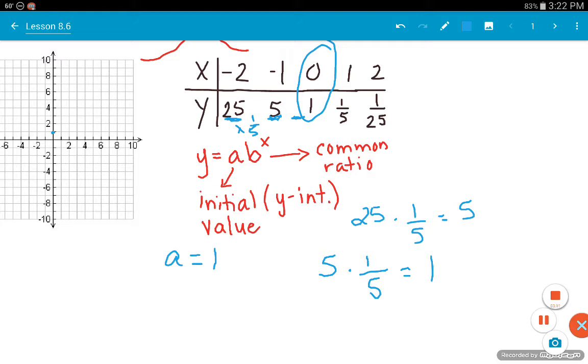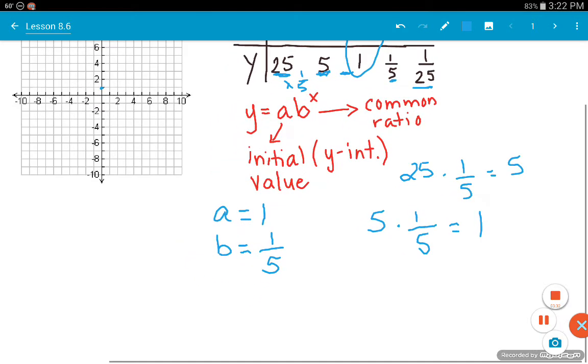If you go from 1 to 1/5, 1 times 1/5 is 1/5. 1/5 right here times 1/5 again would give you 1/25. So it does work. The common ratio, the thing you're multiplying each of those y's by, is 1/5. So that means your b is 1/5. So now from there, it's very easy to write the function.